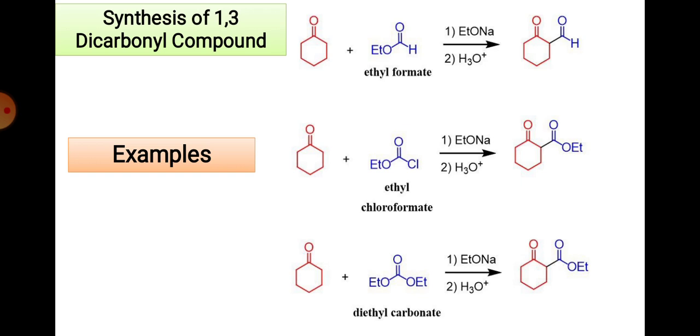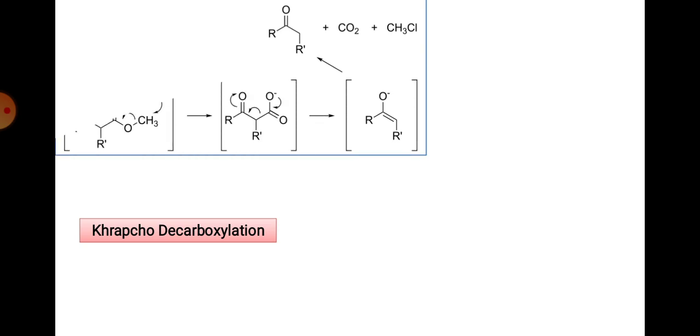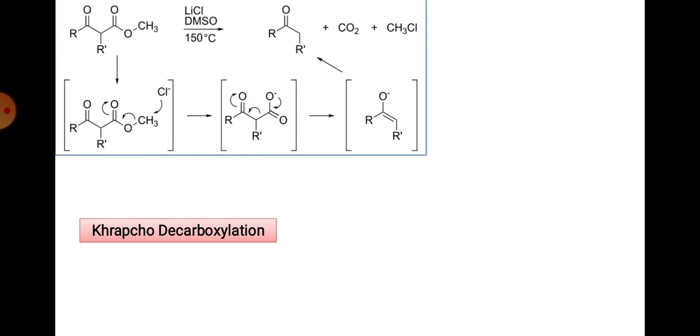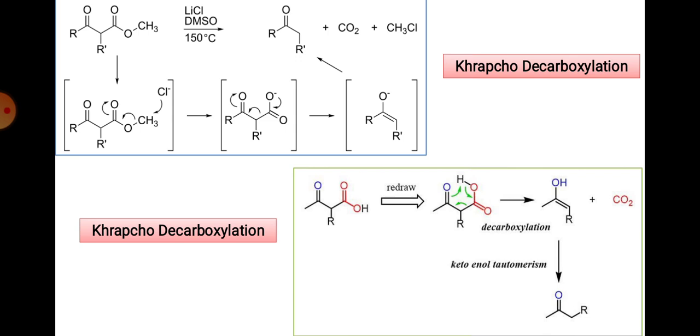These are the three examples: cyclohexanone plus ethyl formate, cyclohexanone plus ethyl chloroformate, and cyclohexanone plus diethyl carbonate. In this way we get all of the 1,3-dicarbonyl compounds, and these undergo elimination of CO2. That is called decarboxylation, as shown in the mechanism. Generally it is an example of an ester, but you can also take the example of acids. In an acid also the CO2 group is eliminated, and finally you get the ketone. So that is a functional group transformation. You can combine two esters to get the diketone or the beta keto ester, and that again undergoes elimination at high temperature, CO2 is removed, and that gives the ketone again.